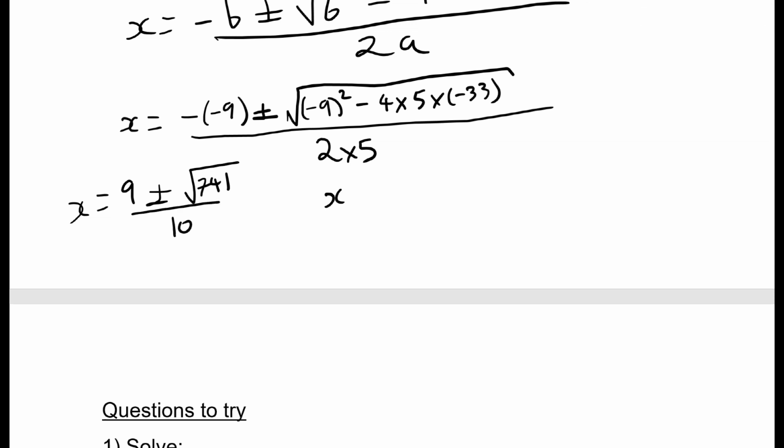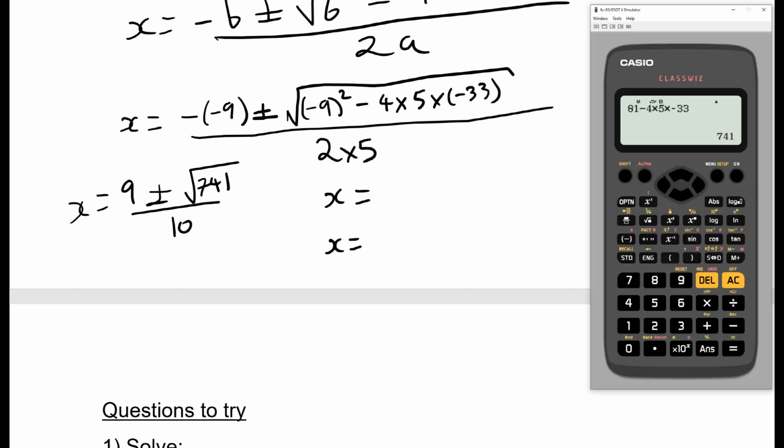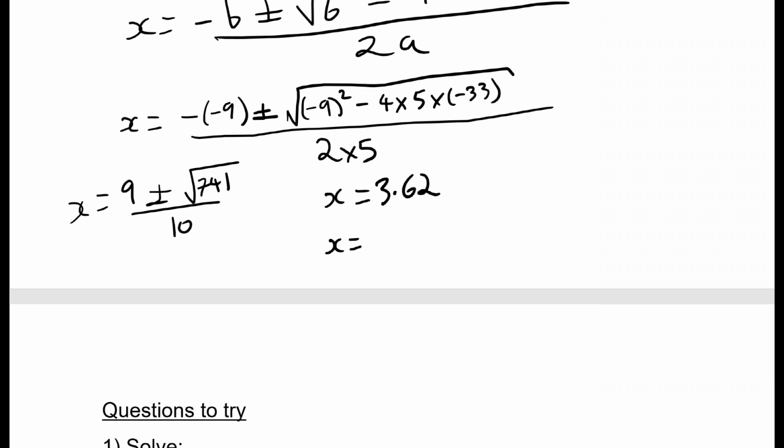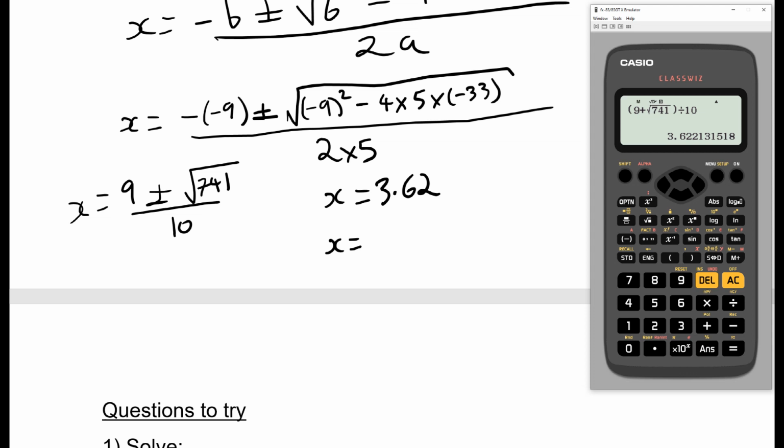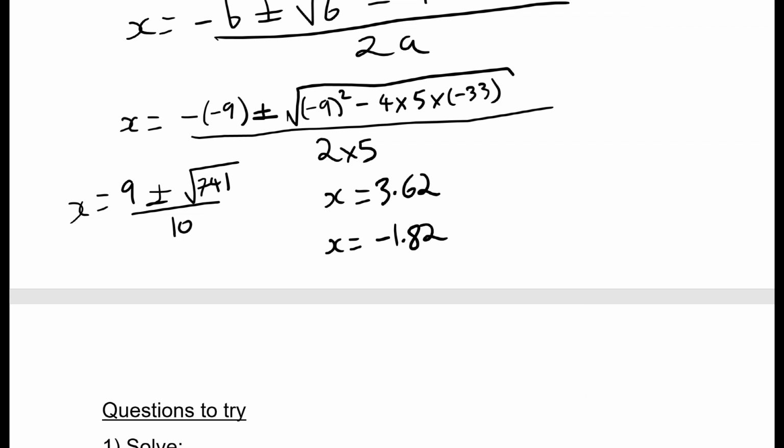So one of the solutions comes from putting a plus in the formula and one from a minus. So I have x equals 9 plus root 741, I'll put it in brackets actually, 9 plus root 741 all over 10, giving me an answer of 3.62 to 2 decimal places, or 9 minus root 741 all divided by 10, which gives me minus 1.82, and those are my solutions.